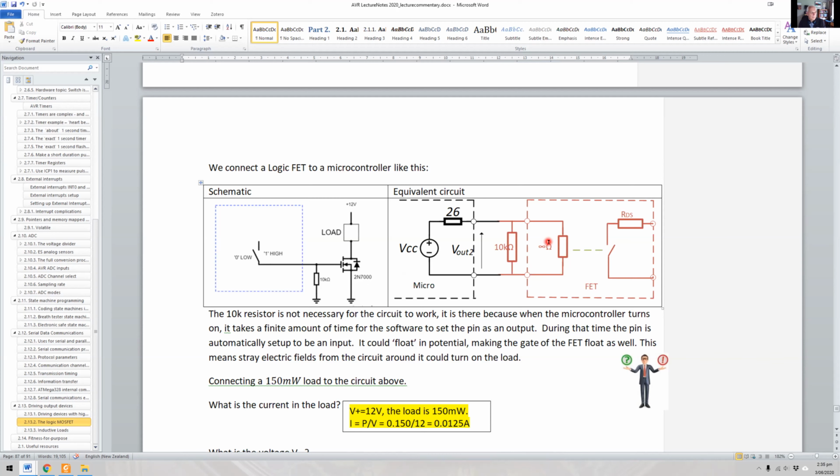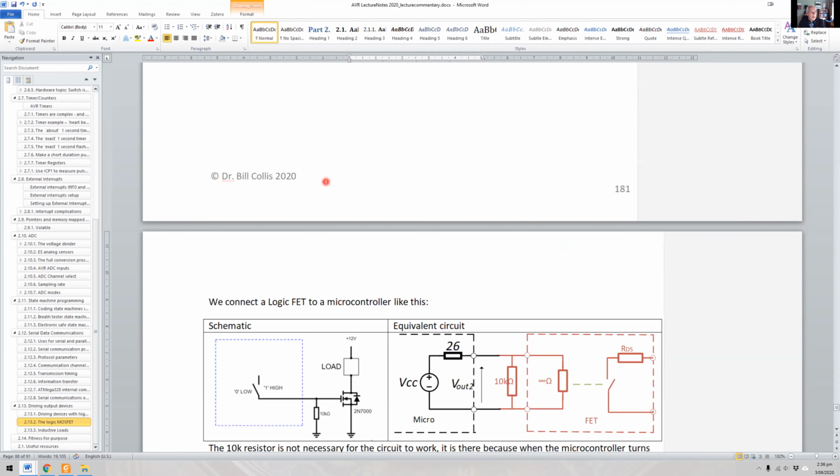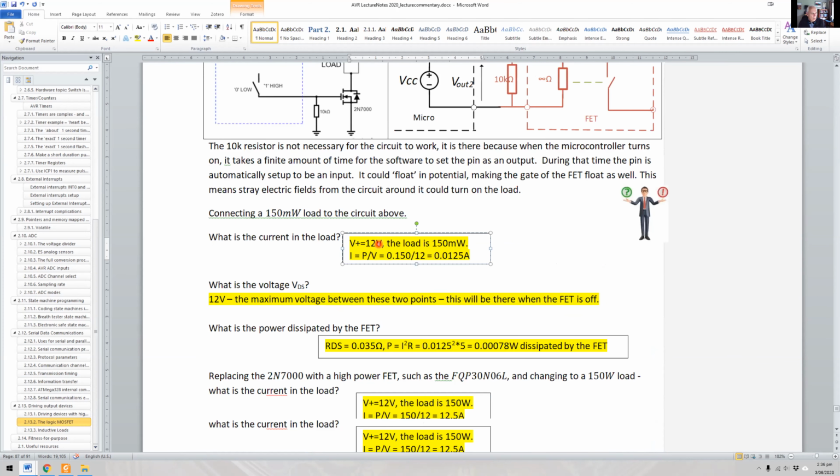Okay, right. So let's have a look at a couple of examples. In this one, say we connect a 150 milliwatt load here. There we go, 12 volts, the load's 150 milliwatts. The current is 0.15 over 12, which equals 0.0125 amps. So that's now our limit for this device, this 2N7000 device. Our continuous current limit for that was 200 milliamps, and with this load that we've connected, we've got 12.5 milliamps, so that's fine.